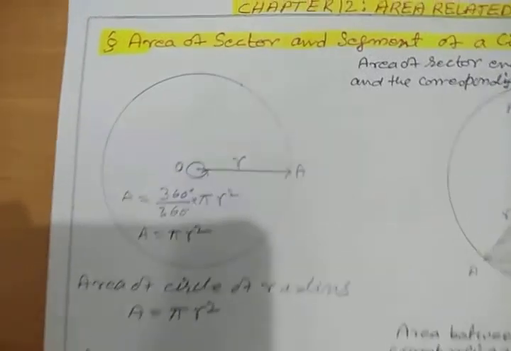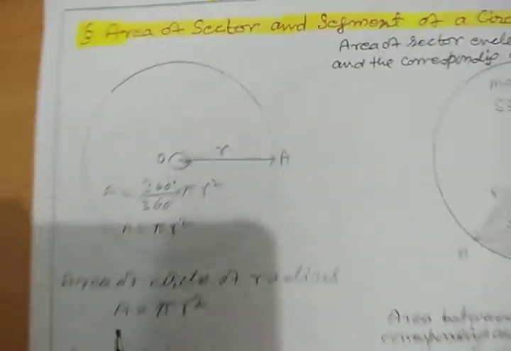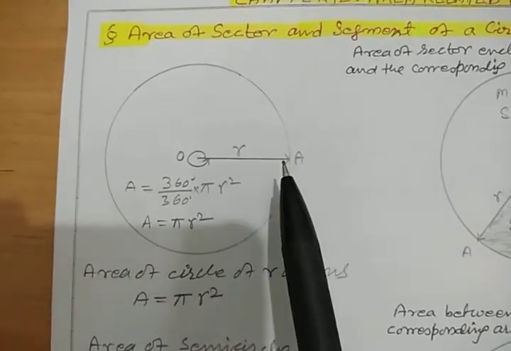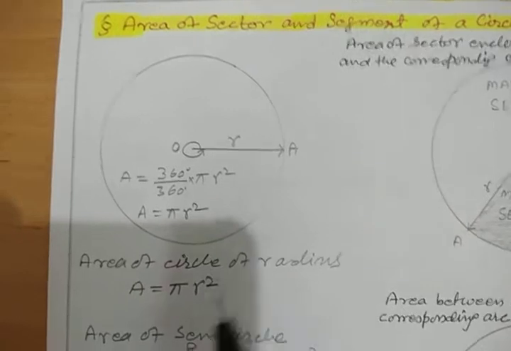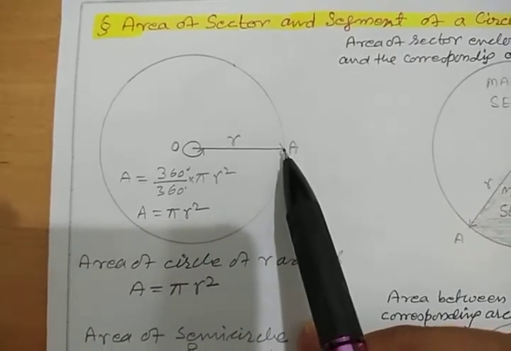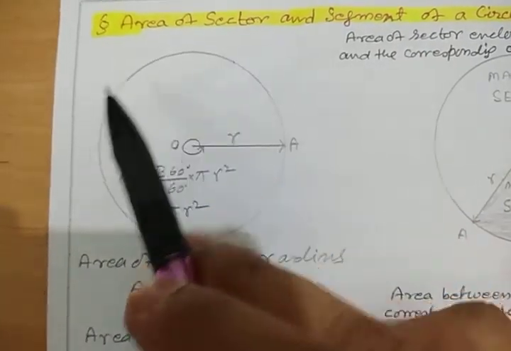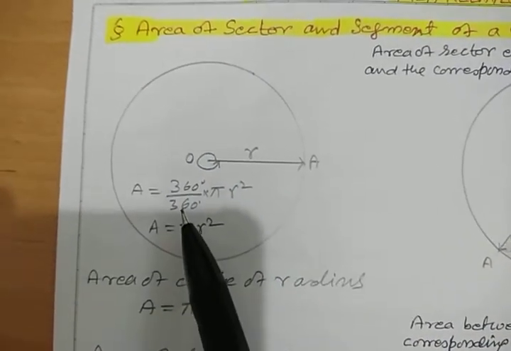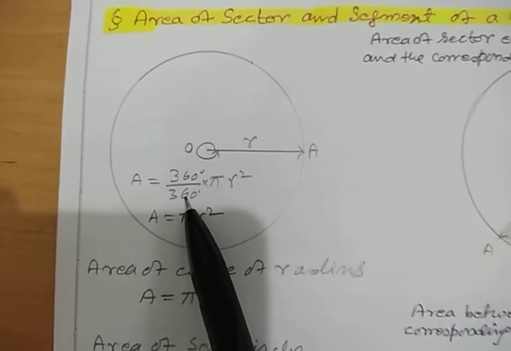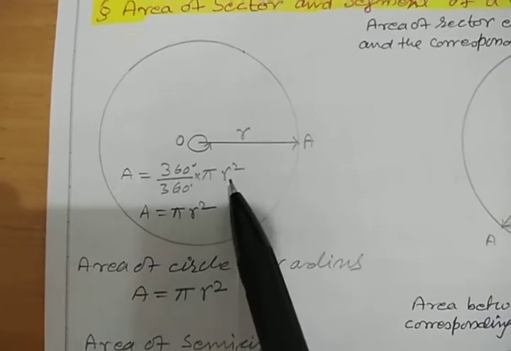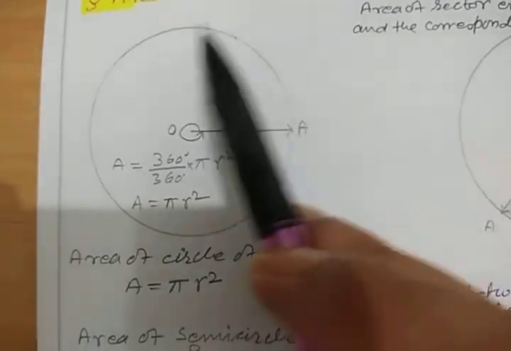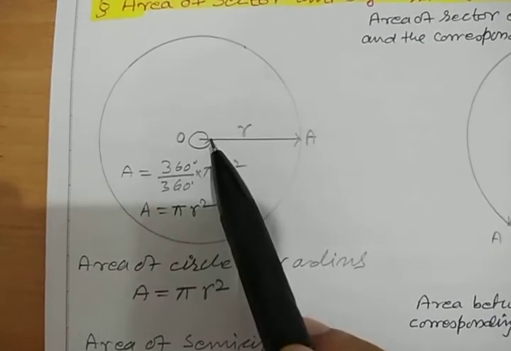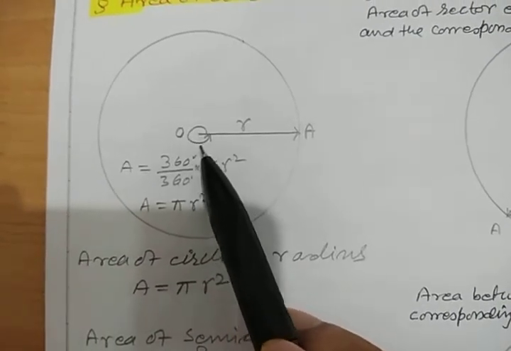How can we find out the area of a circle? Look here. In this figure, we have a circle with radius r, which is OA. If we take a complete revolution, starting from point A and taking a complete round, this will make a complete angle, and the complete angle measurement is 360 degrees. We know that the area of the circle is pi r square. So the angle made at the center is this angle.